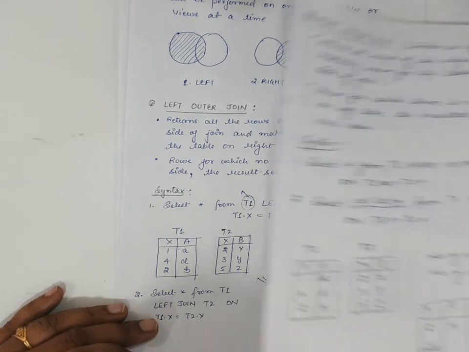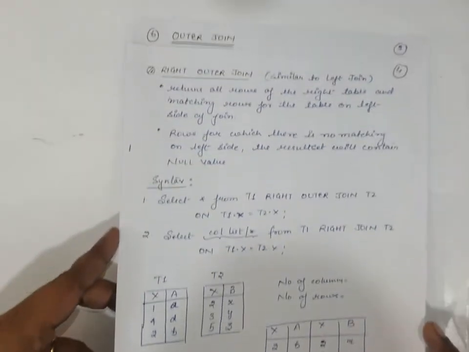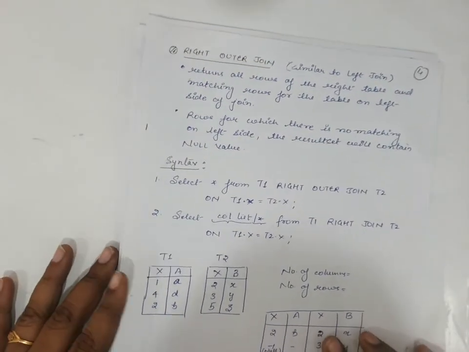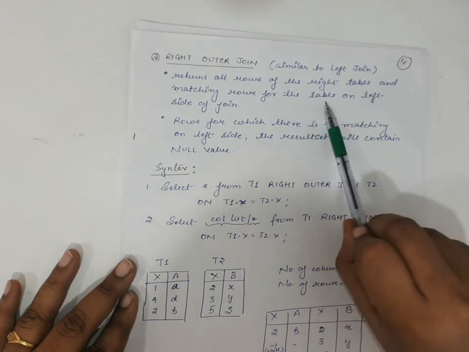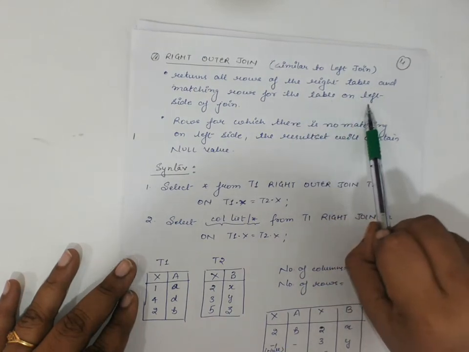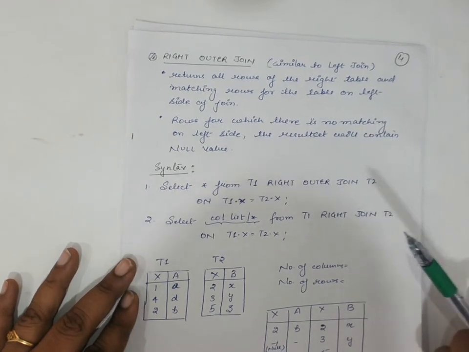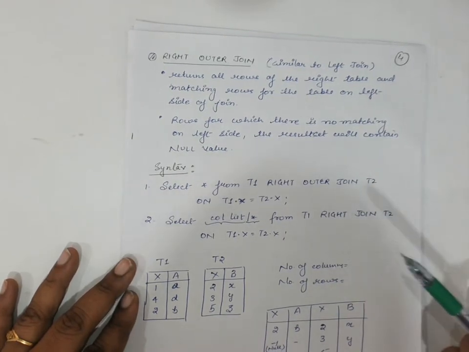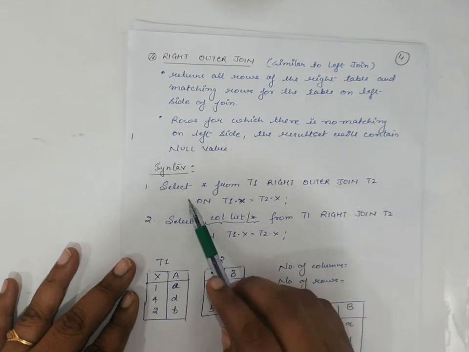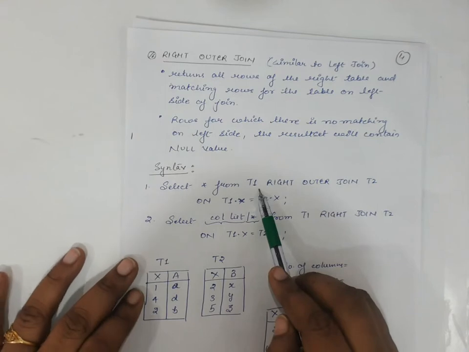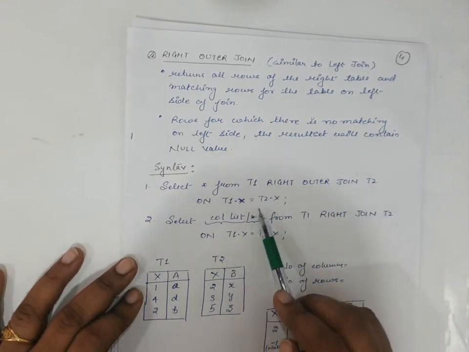Next is the right outer join. Right outer join is similar to the left outer join. It returns all the rows of the right table and the matching rows from the table on the left hand side of the join. So you can replace the left or right table and both will be done with the help of the single left or right outer join. So it is simply vice versa. The syntax is select star from T1 right outer join T2 on matching column condition.